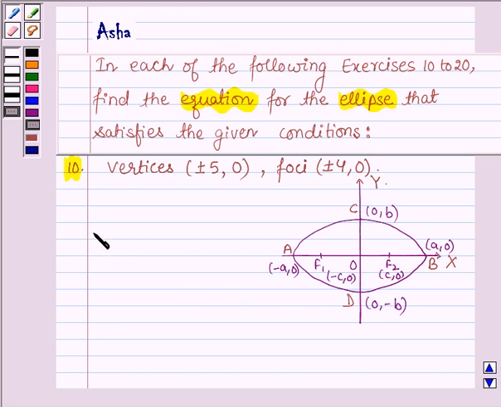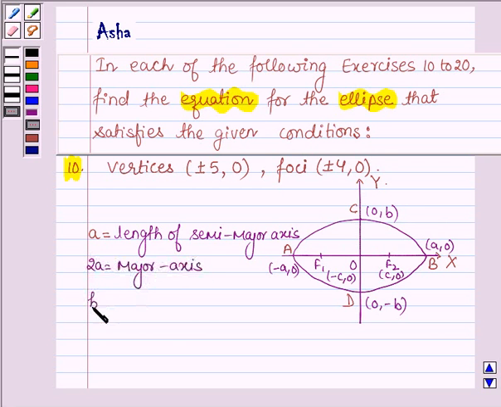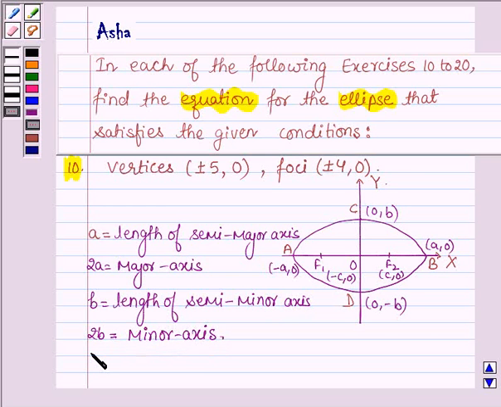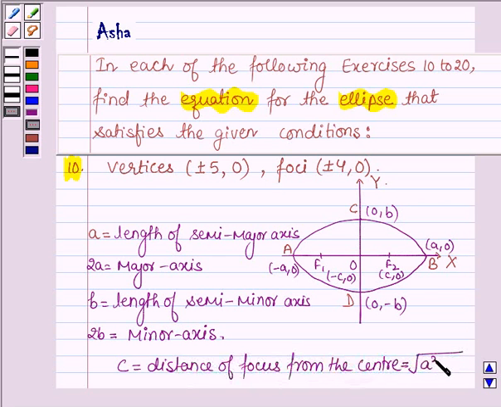And here, a is the length of semi-major axis. Therefore, 2a is equal to the length of major axis. Similarly, small b is the length of semi-minor axis, and therefore 2b is equal to the length of minor axis, and c, which is the distance of focus from the center, is given by root over a square minus b square.